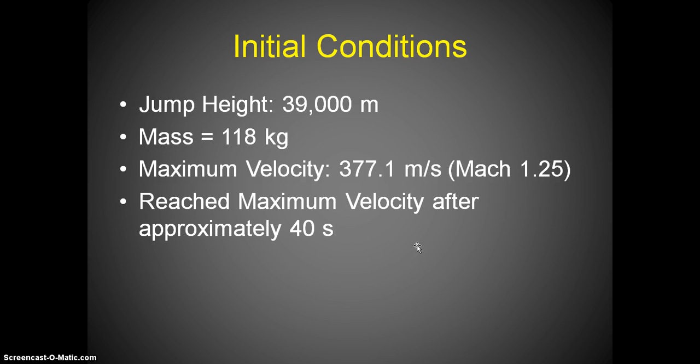Now we know from collected data about the jump that Felix jumped from a height of 39,000 meters. His mass was around 118 kilograms. His maximum velocity was 377 meters per second, and he reached this velocity after approximately 40 seconds. So now the next step is to take these initial conditions and the equations I explained on the previous slide and see if we can create a model in Python that recreates this situation.